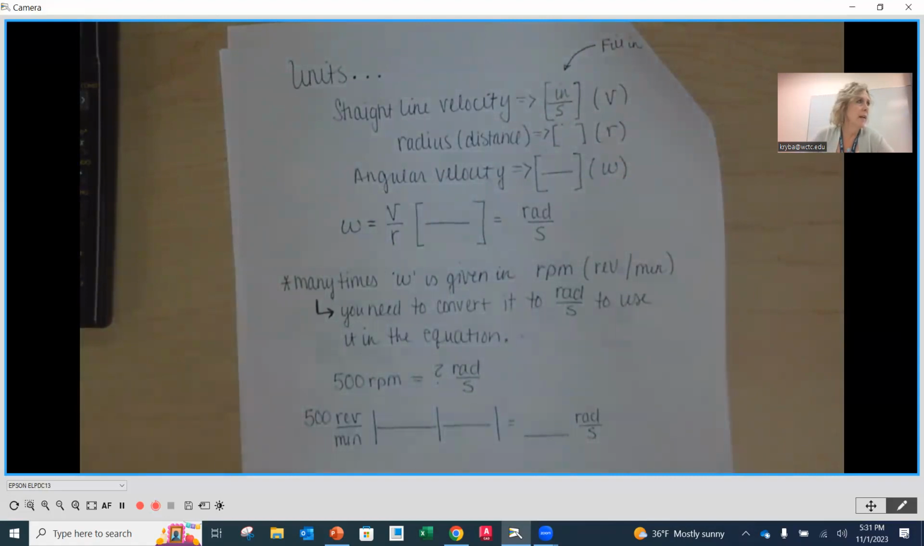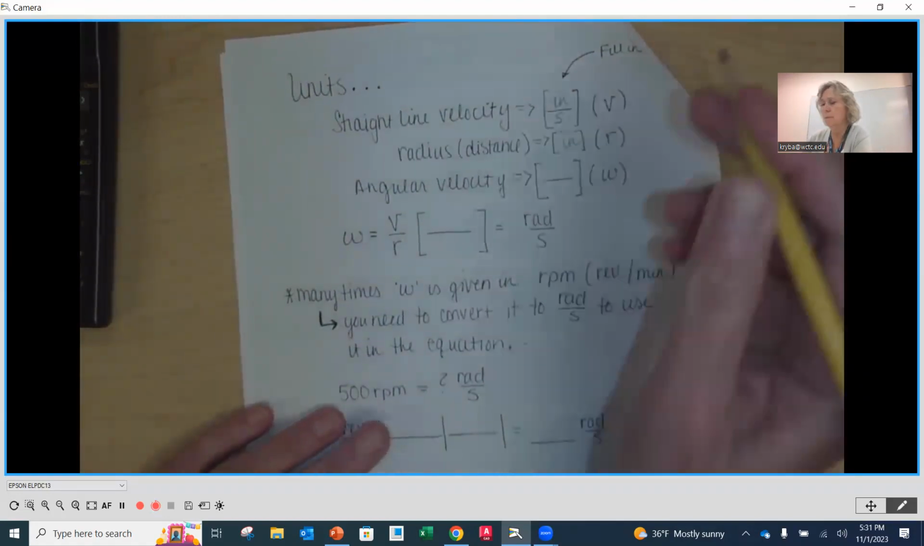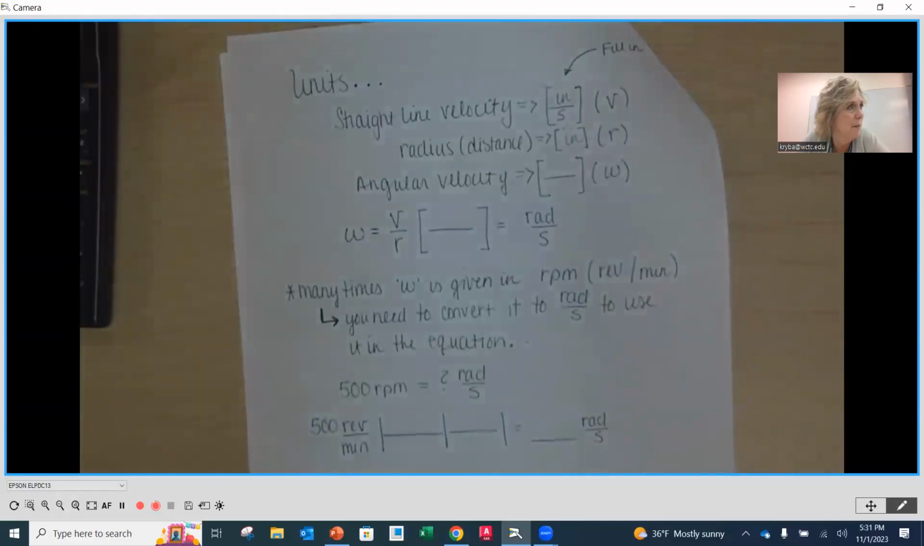So our radius, that's a distance, right? So what would we be looking for here? Inches, feet, meters, millimeters, centimeters, kilometers, right? Anything that is distance related or relative to what we're looking at.